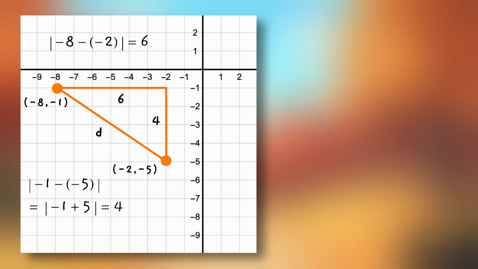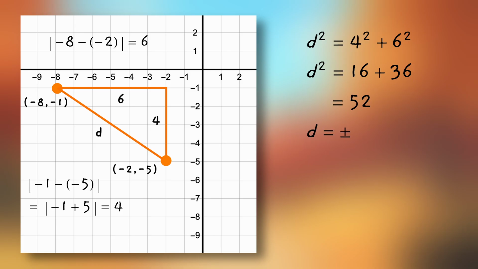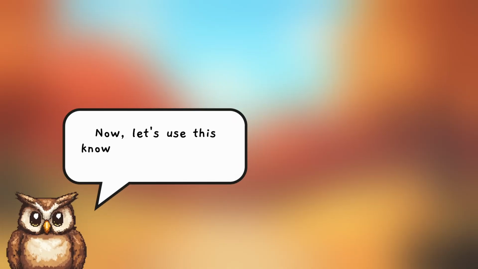Once again, using the Pythagorean theorem, we have d squared is equal to 4 squared plus 6 squared. So d squared equals 16 plus 36, which is equal to 52. So d equals plus or minus the square root of 52. And because we're working with distances which are positive, d is equal to the square root of 52. And if you're a fan of simplifying radicals, you can also write this as d equals 2 times the square root of 13.